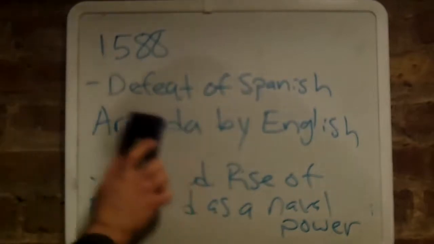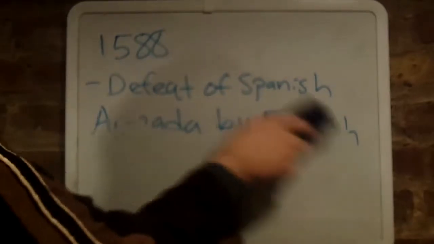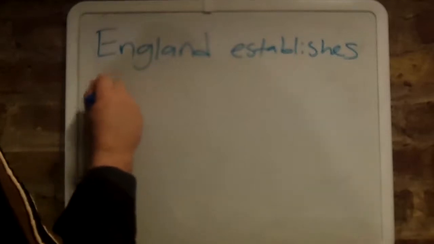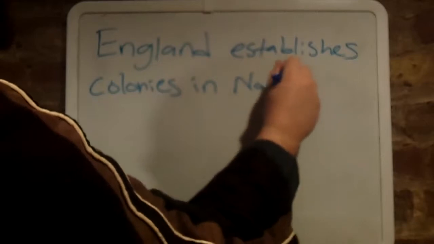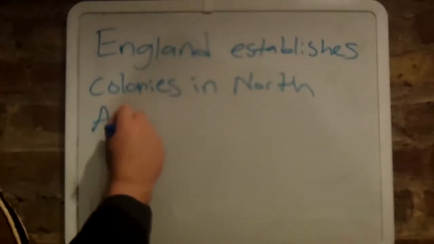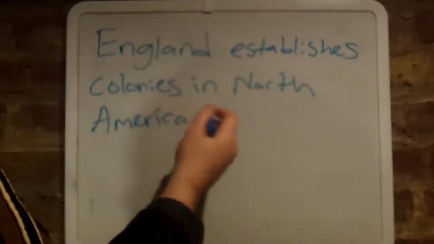So now that England is confident on the seas, it too begins to explore. England ends up establishing colonies in what is now the eastern part of the United States. It establishes colonies in North America starting in the 1600s.